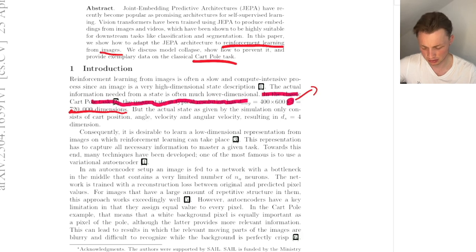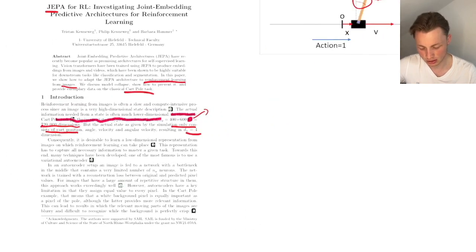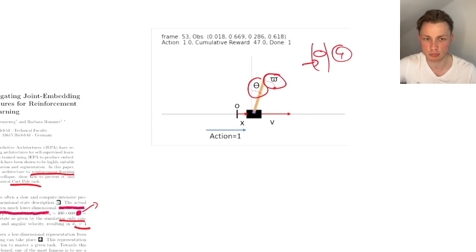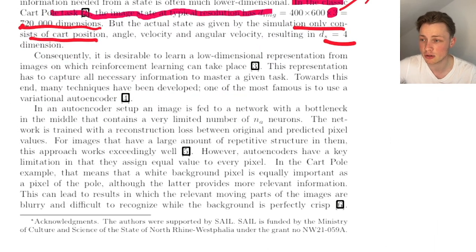But the actual state given by the simulation only consists of cart position, cart velocity, pole angle, and angular velocity, resulting in ds equal to 4. So we could actually just bring this very high dimensional input picture into a low dimensional space, into a 4-dimensional vector, and have the same information that is necessary for our reinforcement learning task. And now they say, consequently it is desirable to learn a low dimensional representation from image on which reinforcement learning can take place. This representation has to capture all necessary information to master a given task.